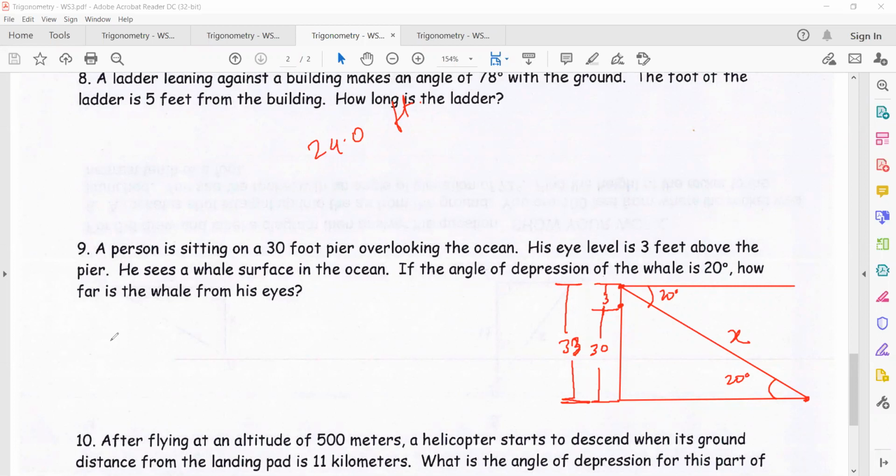What is the answer? 96.5. Yeah, correct, 96.5. You are using sine. Sine 20 degrees equals 33 over x. So you found 96.5. Very good. Now let's move to number 10.